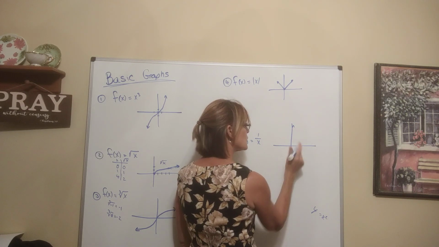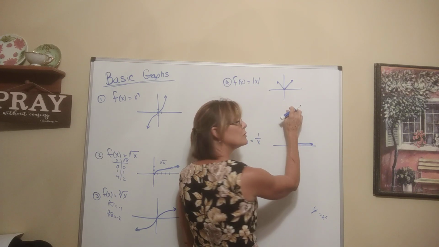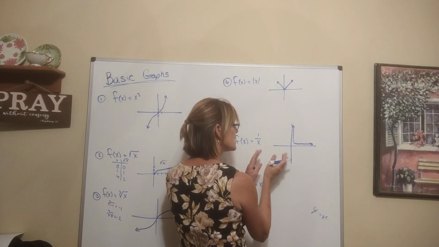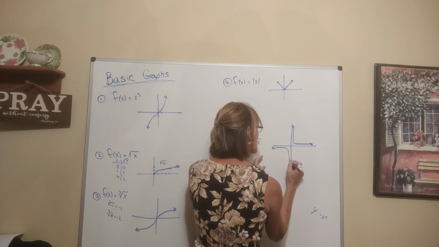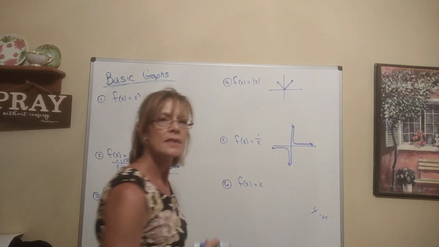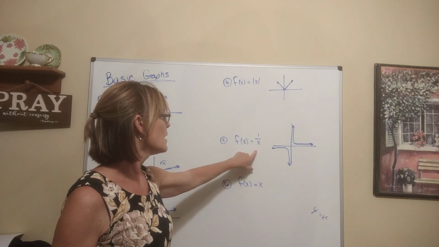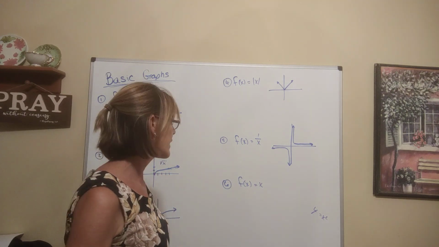Where x is 0, it's the y-axis. So on this side, it's shooting up to infinity, and on this side, when it gets close to 0, it is shooting down to infinity. So it's in 2 pieces, sort of, and that is what 1 over x is, and this is called the reciprocal function.